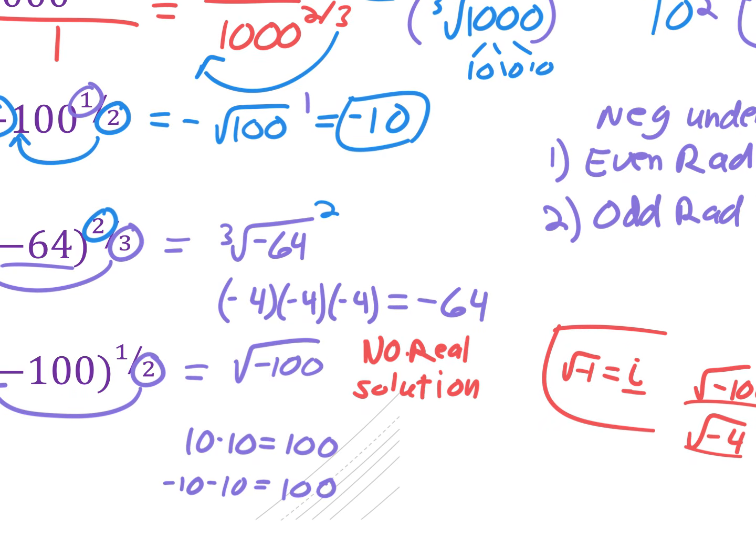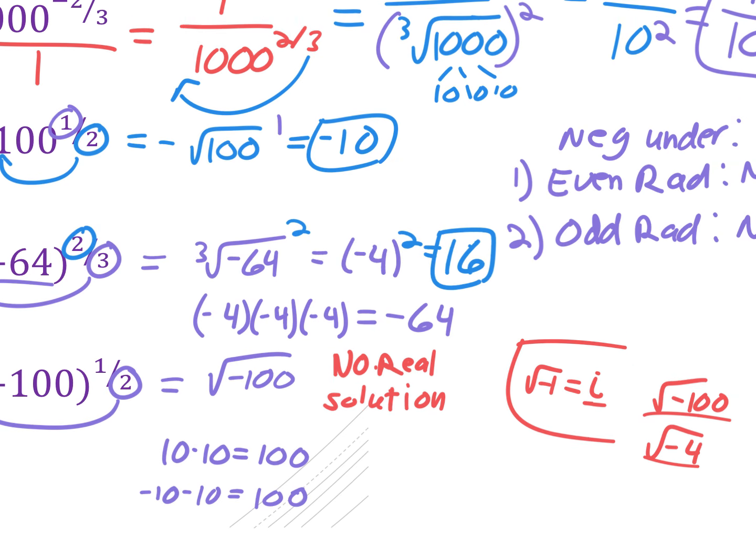So we just saw that in number 8, right? The negative is underneath an even radical, square root. That one was no solution. In number 7, it was under an odd radical. So that one does have an answer, it's just negative. So then we can say that this is negative 4 to the power of 2, and that's going to equal positive 16.